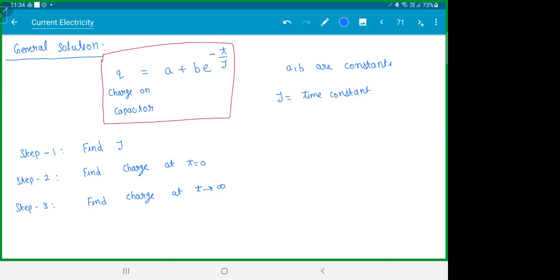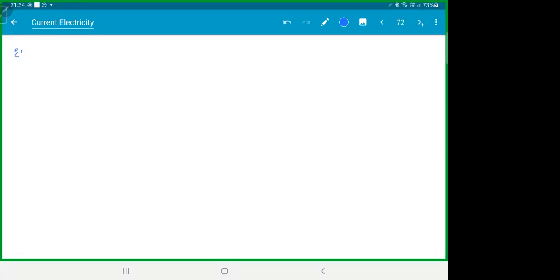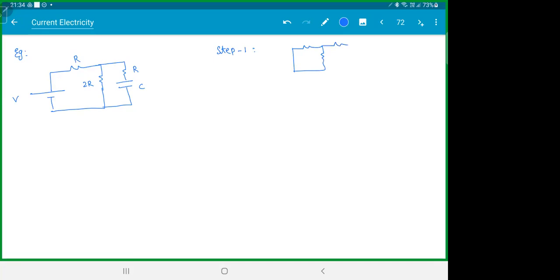Clear with this page? Any doubts on this? Let me show you an example. The same question which we did with integration, I'll do without integrations. V, R, 2R, R, and C. Step 1. Find the time constant. What is the time constant of this? Make this battery into a wire. We just did this, so I'll put it down again for you. So R, 2R, R. The time constant will be R equivalent times C, which is 5R by 3 into C.